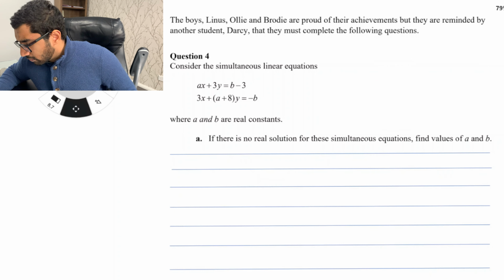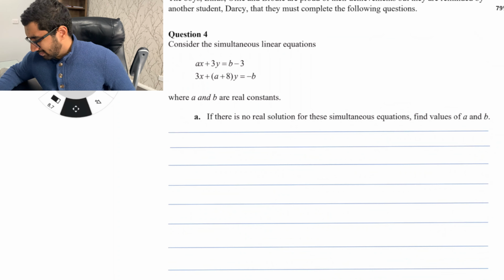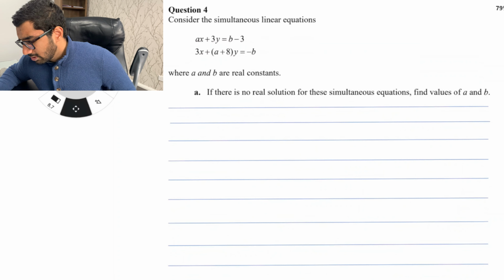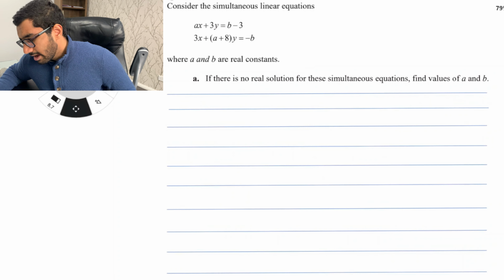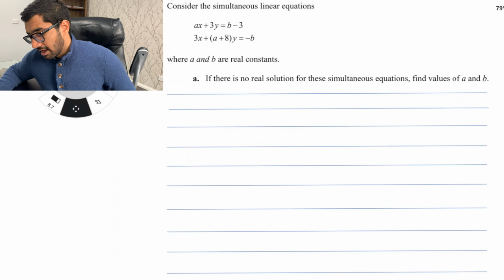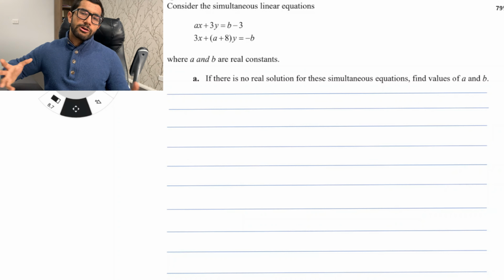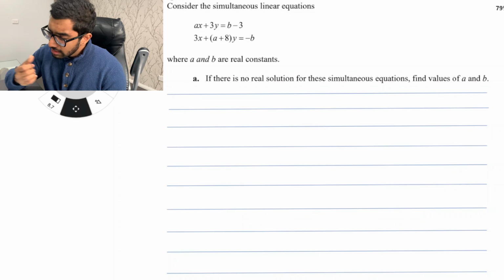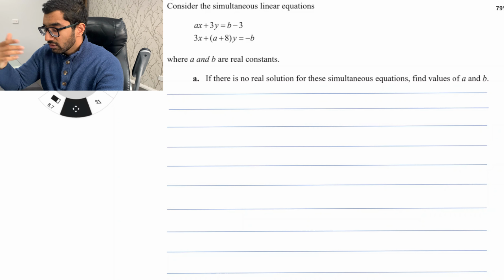All right, and now we're reaching the last couple of questions here. So now basically they've given up on the roller coasters, and now they're saying we have these two simultaneous equations. If there's no real solution, find the values of a and b. Okay, so this is a very standard question type. Really it's just saying you have two equations. If there's no real solution between them, well, what's going on?